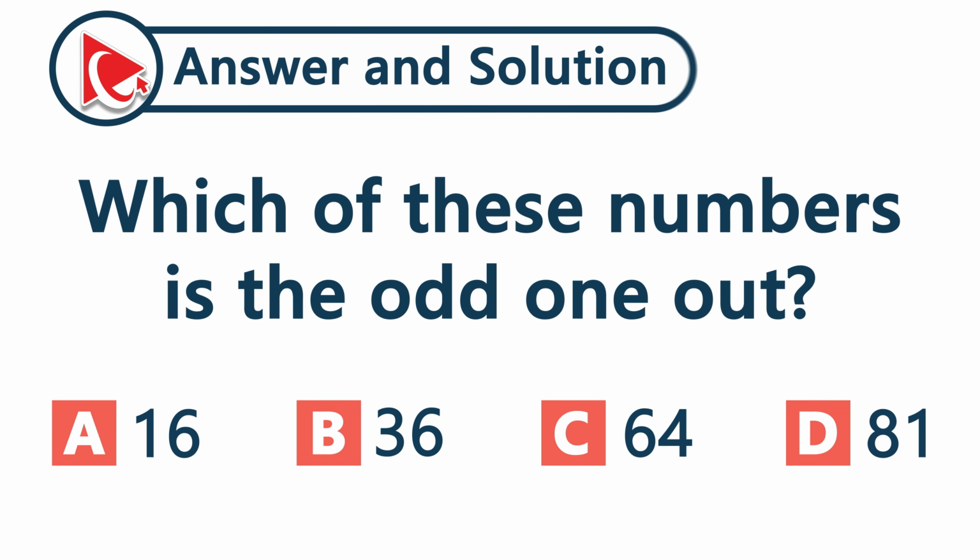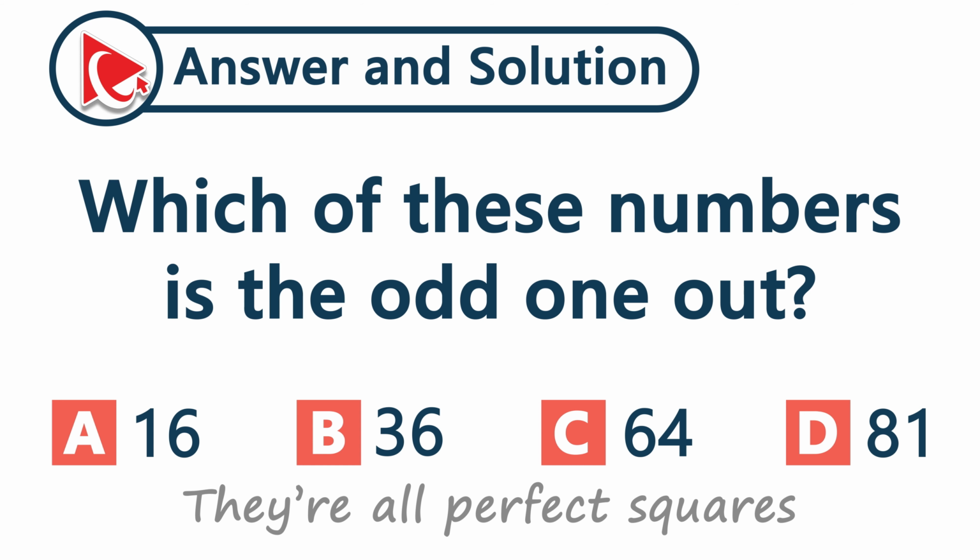Let's think what those numbers have in common. They are perfect squares, which means each one can be written as a number times itself. So far so good, right? But there's a twist. Let's dive deeper.